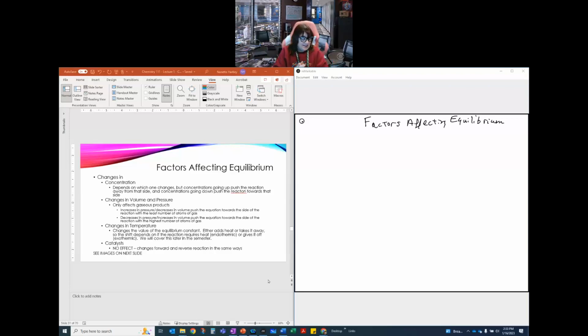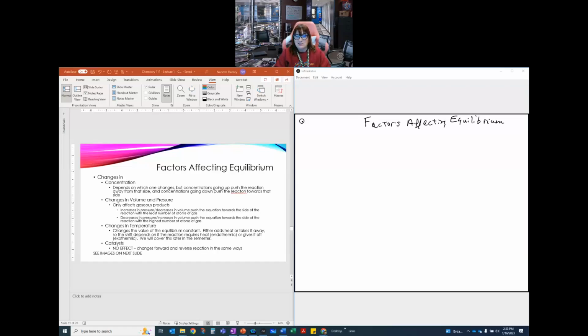Hey guys, let's talk about factors affecting equilibrium. So this is a little less math. Awesome, at least in my opinion. Although I don't mind math at all. Let's talk about what happens when we change concentrations, volumes, temperature, or when we have a catalyst. Now, I'm going to start at the bottom and work my way up.